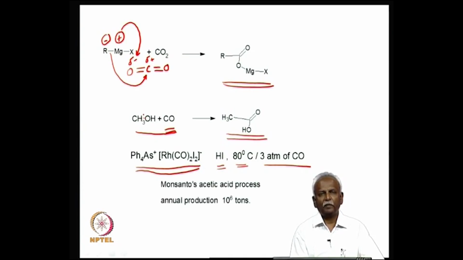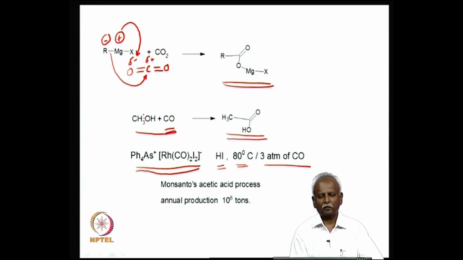Now, this is the basis for the famous Monsanto's acetic acid process, and more than 1 million tons of acetic acid are made annually. Every year you make more than 1 million tons of acetic acid using this particular process.